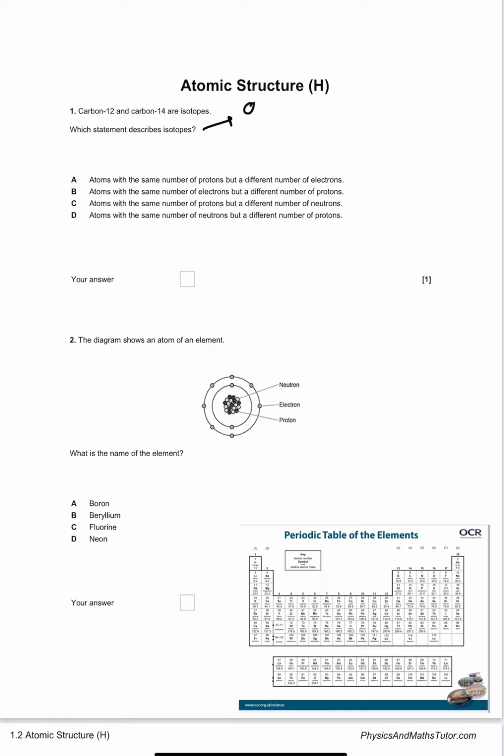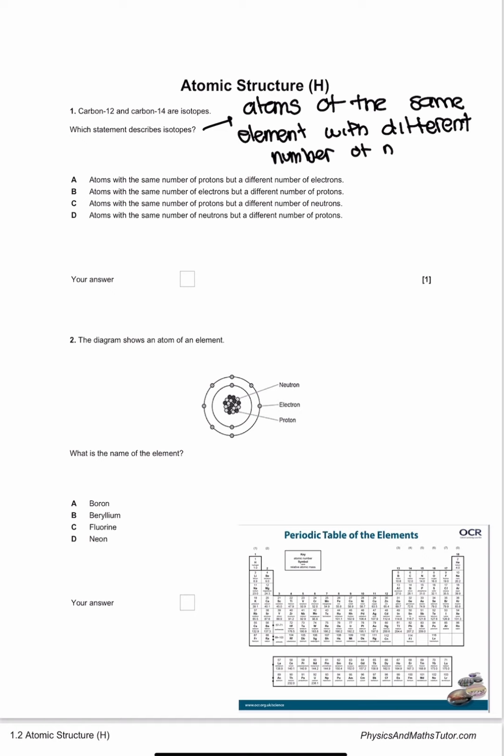So it's atoms of the same element with a different mass number, meaning they have a different number of neutrons. They have the same number of protons and electrons, but only a different number of neutrons. So let's see which one matches up with this definition.